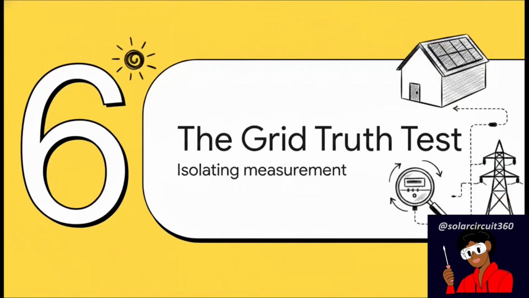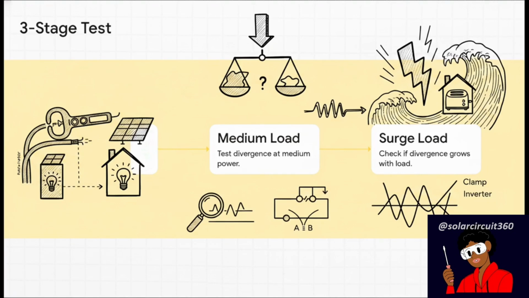Which brings us to our final section, Section 6, the grid truth test: isolating measurement truth before touching the wiring. Listen, the next time this happens, do not immediately go and flip that CT clamp. Just stop. You need to isolate the measurement truth first, using an external clamp meter right at the grid input. You're going to cross-reference the real-world clamp truth against the inverter's internal assumptions across 3 specific load conditions.